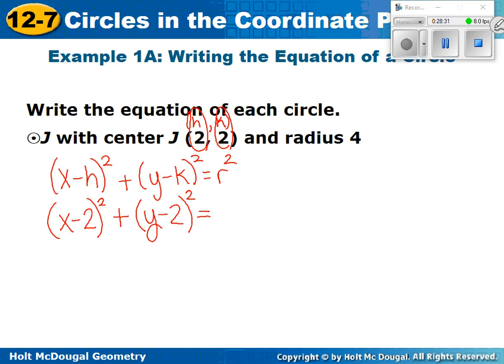Equals, if the radius is 4, do not leave this as 4 squared. Simplify it. What is 4 squared? 16. So I don't want you to leave it as 4 squared.